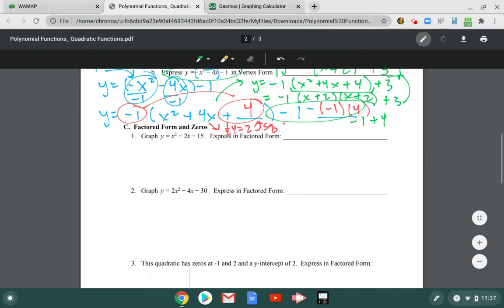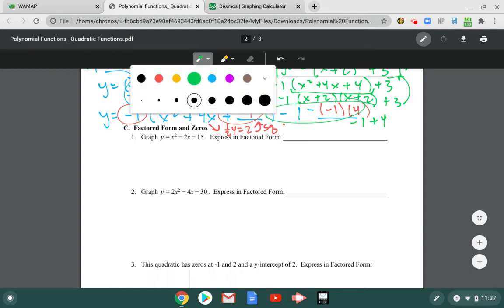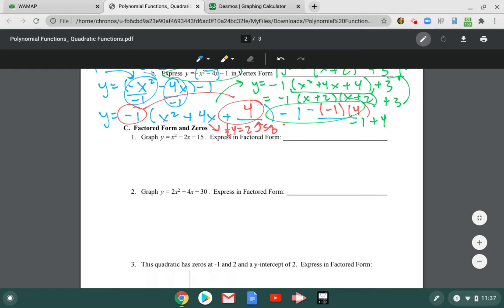Okay, part C. So for part C, we're going to tackle factored form this time. And it's just factoring just like you had done in a previous algebra class. So if I want to do it algebraically, I'm going to do the algebra first. I would do y is equal to, I've got two binomials here, x times x to get to the x squared. To get to the -15, I would do a 5 and a 3. One's got to be negative. I want that -2 in the middle.